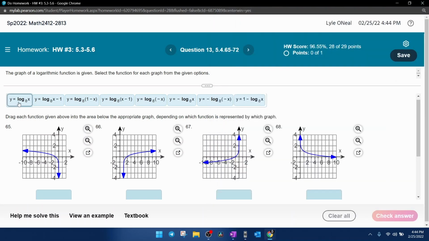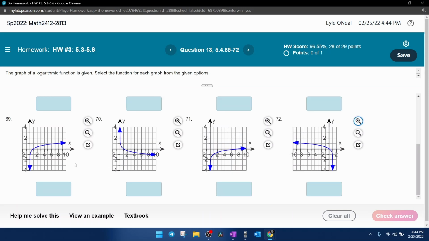The first equation we're going to graph is y equals log base 8 of x. It appears that none of these graphs here look like they're curving up to the right with the y-axis as an asymptote. So looking at the next 4 graphs, look at this.